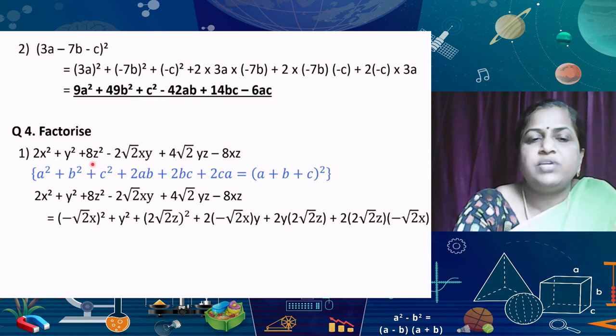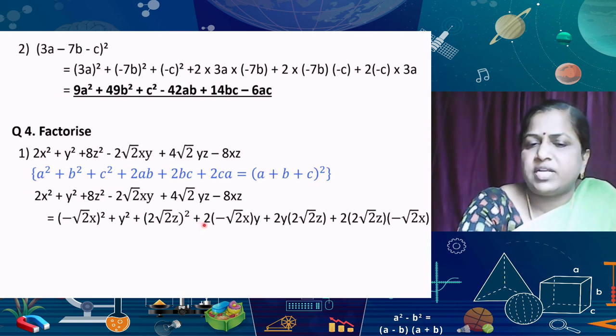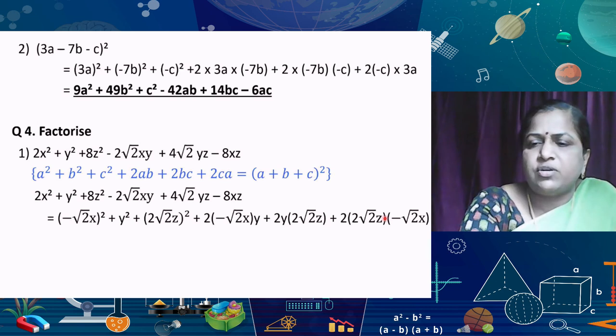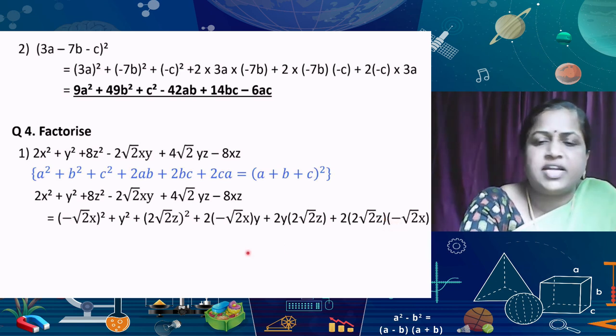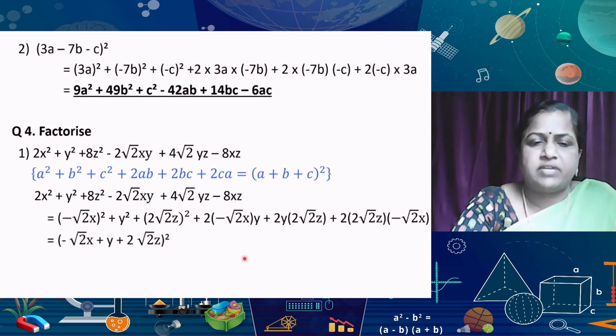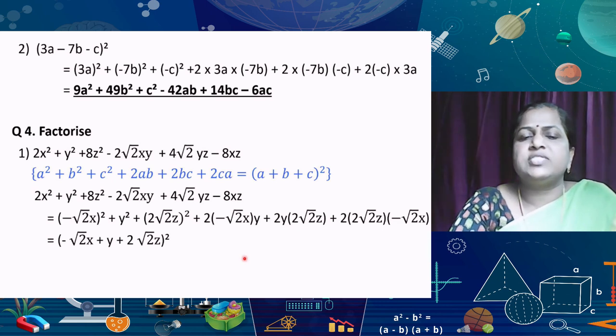and 1 2 can be written as root 2 into root 2. So we can say 2 root 2 the whole square is 8. So we can write it as 2 root 2 z the whole square plus 2ab, that is 2 into minus root 2x into y plus 2y into 2 root 2 z plus 2 into 2 root 2 z into minus root 2x. The x term we are taking as negative, so we are putting a negative sign in each part. That is minus root 2x plus y plus 2 root 2 z the whole square.